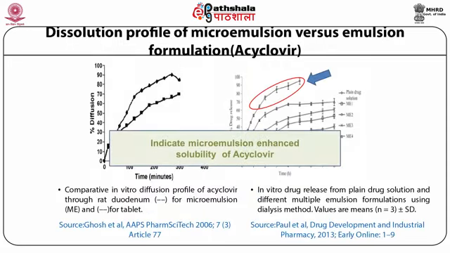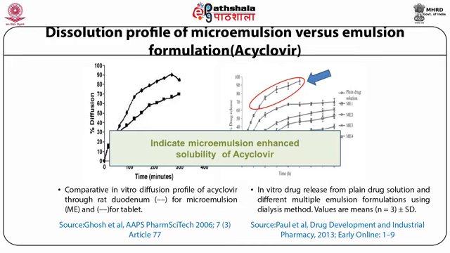Now let us discuss the dissolution profile of microemulsion based delivery system versus emulsion formulations. In the dissolution profile, we have seen that the percentage release of Acyclovir from the microemulsion based delivery system is around 90% in just 4 hours, whereas with the plain drug solution just 30% is released in 8 hours.